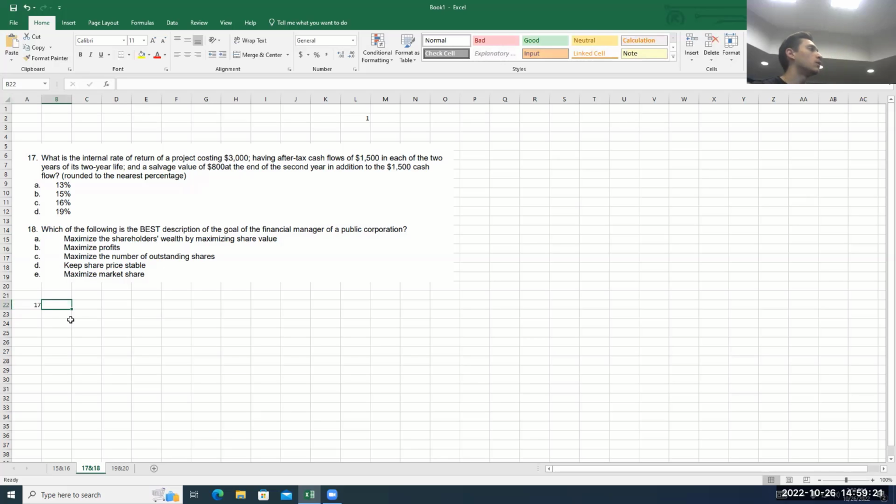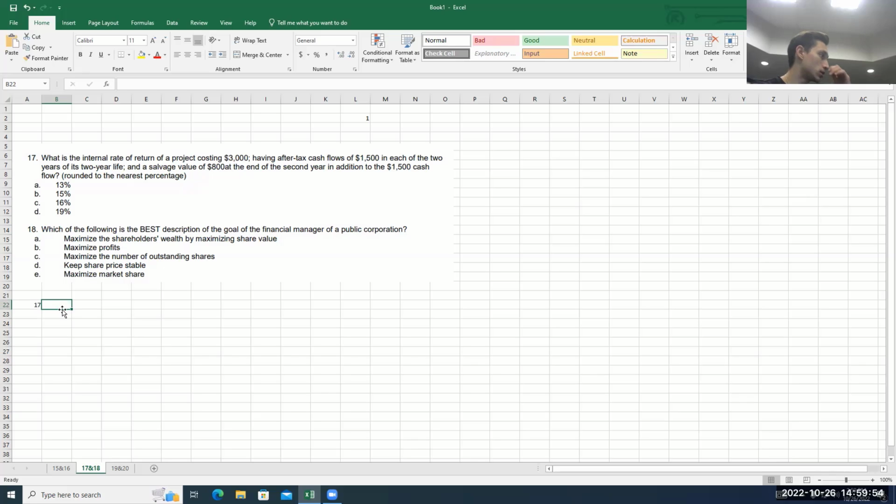17. What is the internal rate of return on a project costing $3,000, having after-tax cash flows of $1,500 in each of the 2 years of its 2-year life? It has a salvage value of $800 at the end of the second year, in addition to the $1,500 cash flow. All right, so we're going to be investing $3,000 into this project. We're looking for the rate of return.